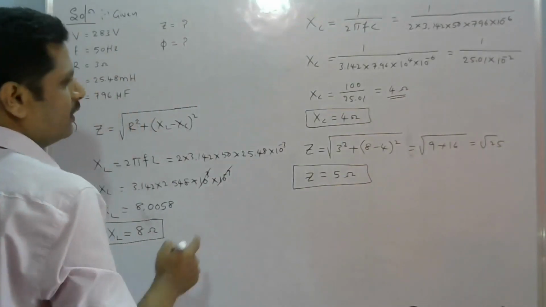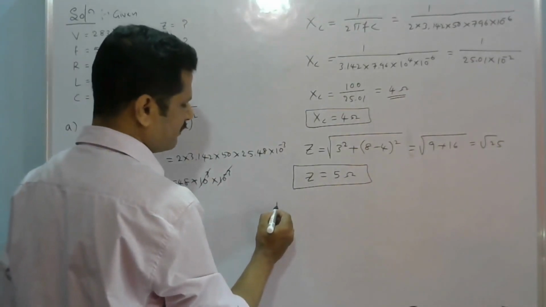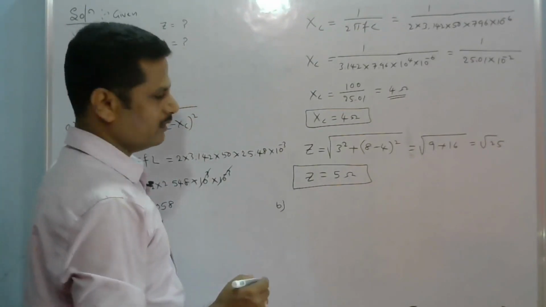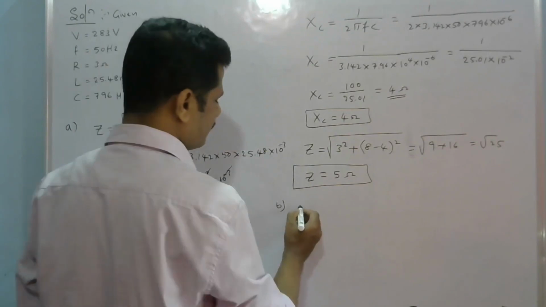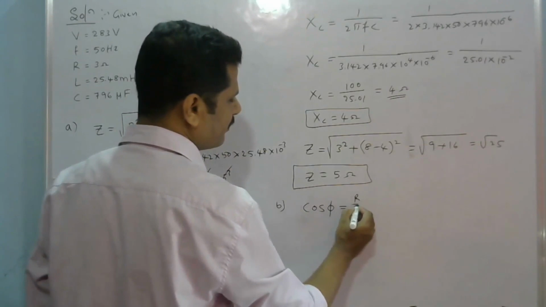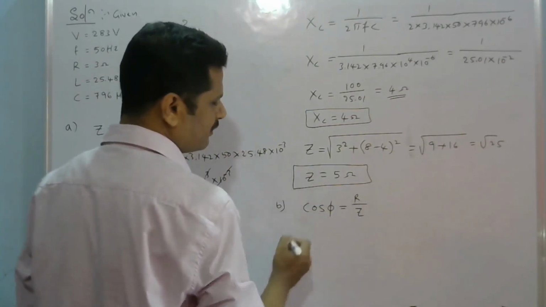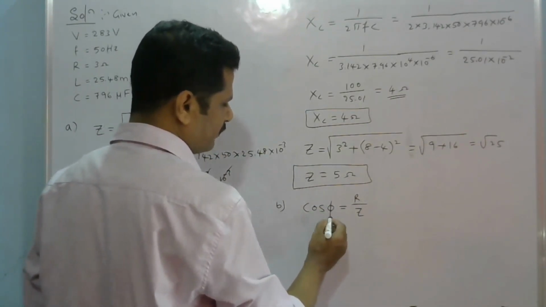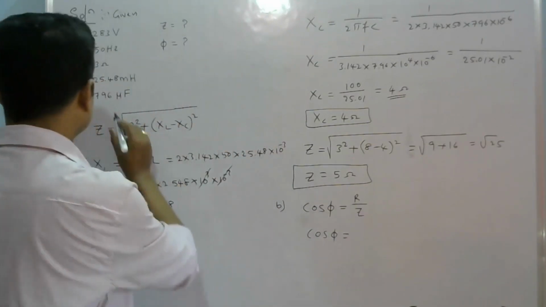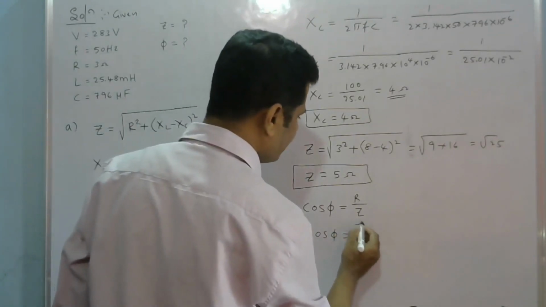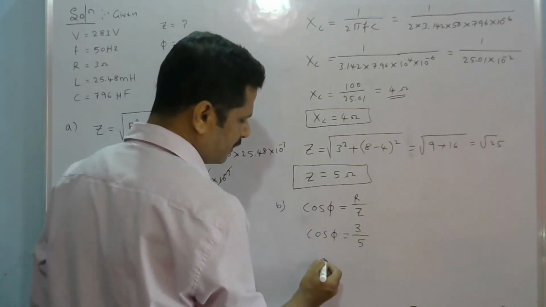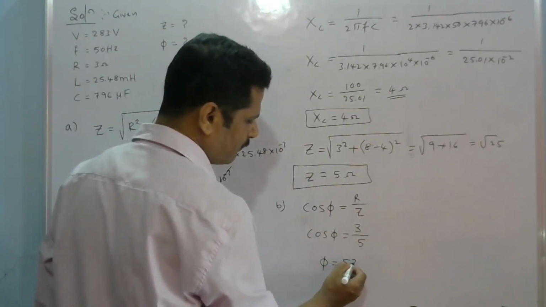Now the next part is the phase angle, that is the phase difference between the voltage and the current. We know that the power factor, cos psi, equals R by Z. Here psi is the phase angle. Substituting, R equals 3 and Z we got as 5, so cos psi equals 3 by 5. If cos psi equals 3 by 5, then psi equals 53 degree.